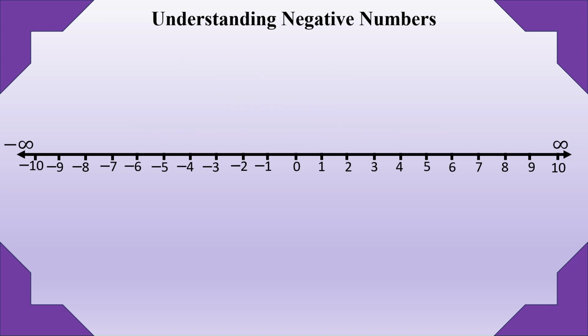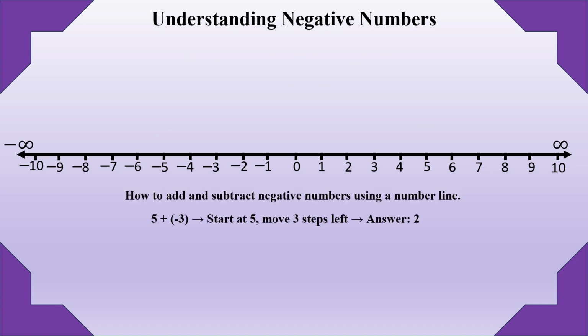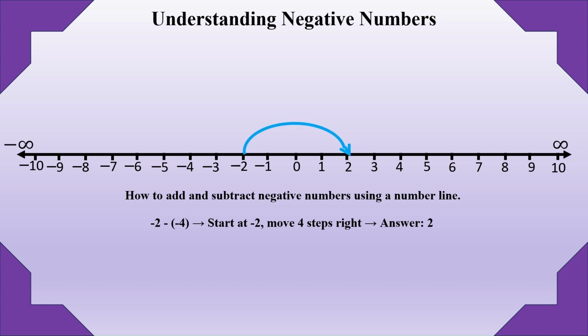Now we will learn how to add and subtract on a number line. Here is an example, 5 plus minus 3. One is a positive number and the other is a negative number. You have to start from 5 and move 3 steps left. Minus 2 minus minus 4. You have to start at minus 2, move 4 steps right. Answer is 2.